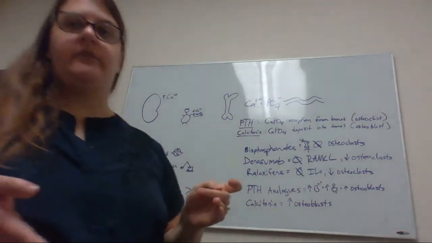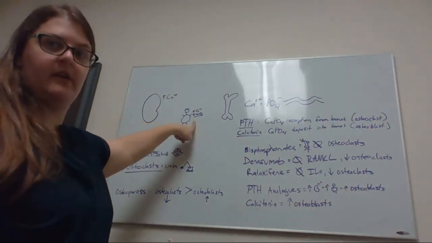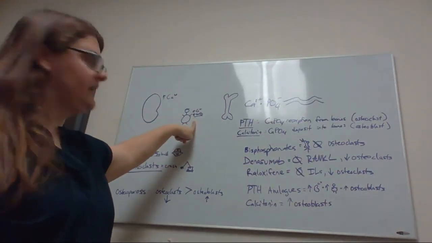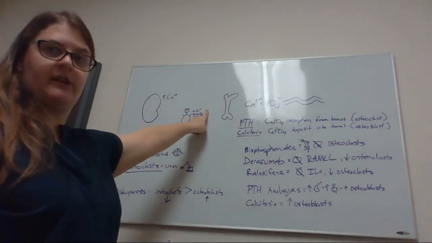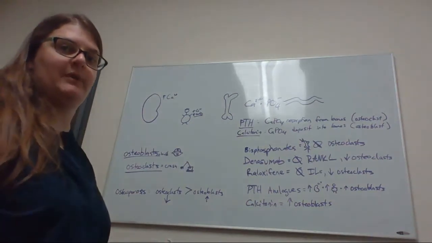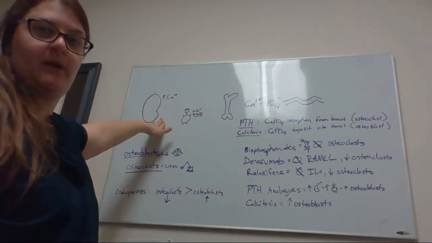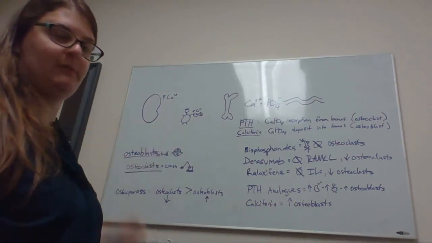For everybody with osteoporosis and osteopenia, we want to maximize their absorption of calcium in the gut. So we give generally calcium supplements, and then we also give vitamin D to help the gut absorb calcium better. Can't do anything about the kidney. We hope the kidney works, but we don't have anything to increase calcium absorption in the kidney.